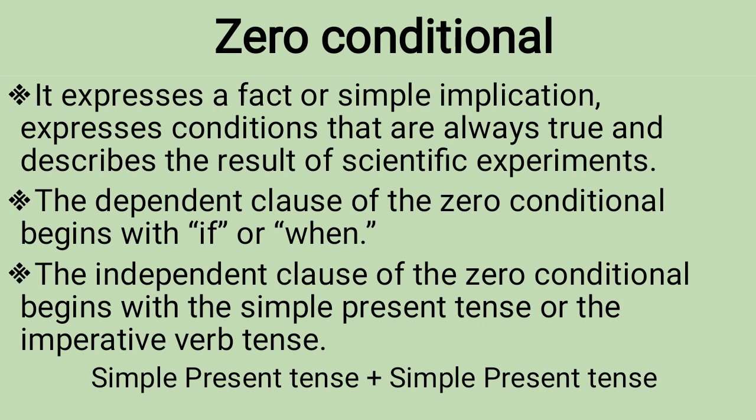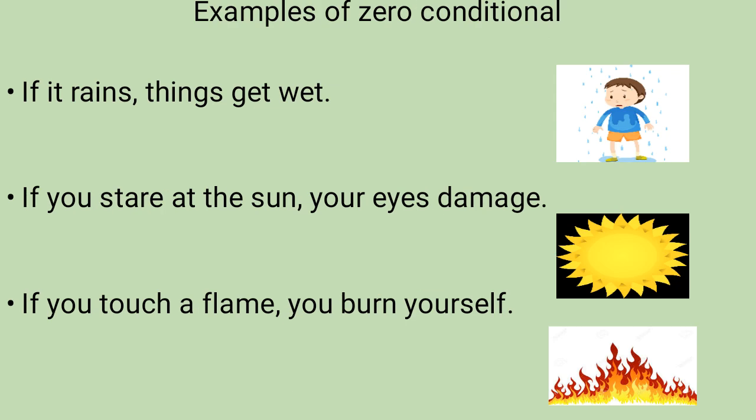So we should talk about zero conditional. It deals with common facts and realities. It is also the result of scientific experiments. So we use simple present in the dependent clause and we use simple present in the independent clause. Means we use simple present to form zero conditional. The dependent clause begins with if or when. Are you getting me? There are some examples for your better comprehension.